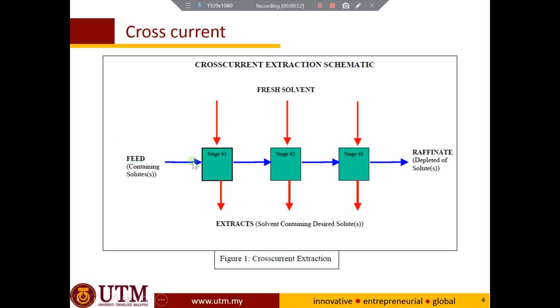In the cross current, here is your sample. You put it inside the container over here, and you put the fresh solvent. Let's say for example you have 1 liter of fresh solvent, and then you get the extract. Then after the first stage is done, you proceed the remaining sample to another stage. In the next stage you put another fresh solvent and then you extract, so you use another liter of fresh solvent, and then you repeat again to stage 3.